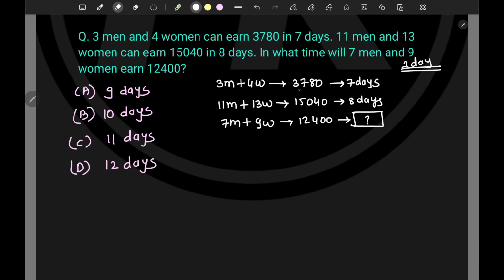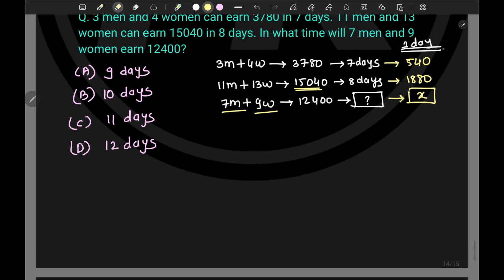Like for 7 days, if 3,780 rupees are given, then in one day the wage will be how much? It will be 3,780 divided by 7. So that will be around 540 rupees, right? And the second problem is given that the wages are around 15,040 rupees for 8 days, and hence for a single day it will be 15,040 divided by 8. So that will be equal to 1,880 rupees. And we have to find now for one day how much these 7 men and 9 women are getting.